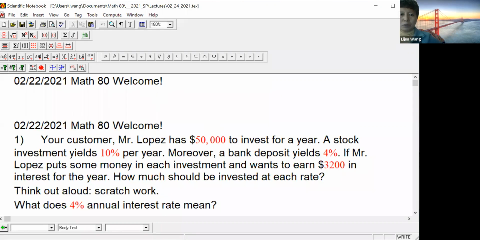Okay. Are we ready for alpha 3? Let's look at alpha 3. Alpha 3 is a set of word problems on page number 4 in the notes. So let's take the first one for example.